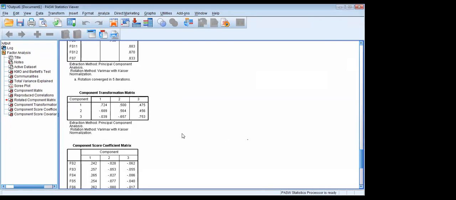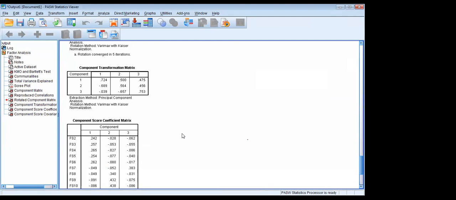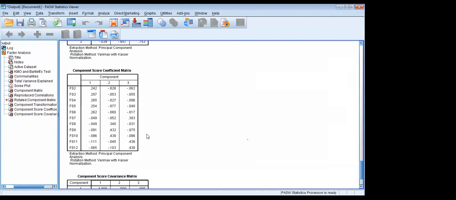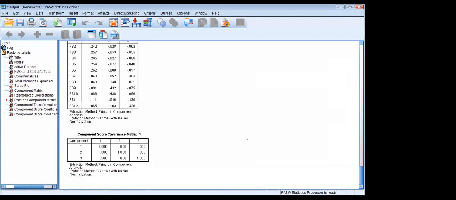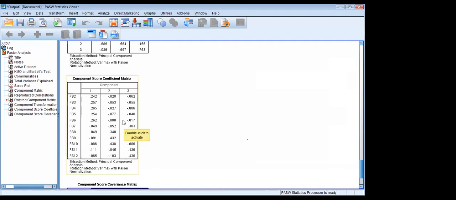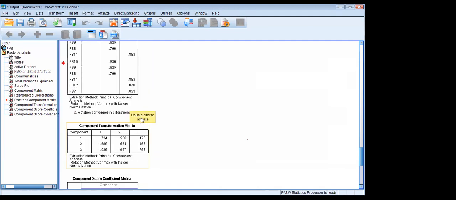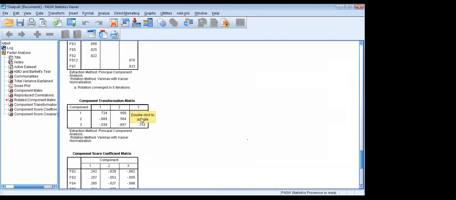Right. Then, next. Component transformation matrix, that we don't need now. Component score coefficient. This is the coefficient score, right? Then component score covariance. It is not required. Where is the factor score? I told you, I have picked the factor score display, right? Component transformation. What is the meaning of transformation actually? Very interesting discussion.